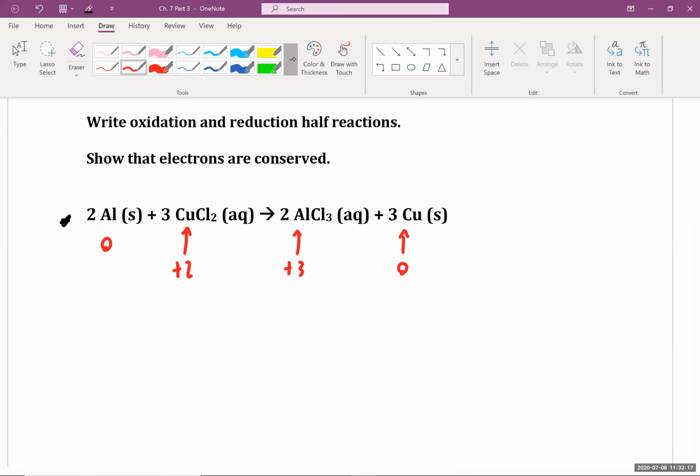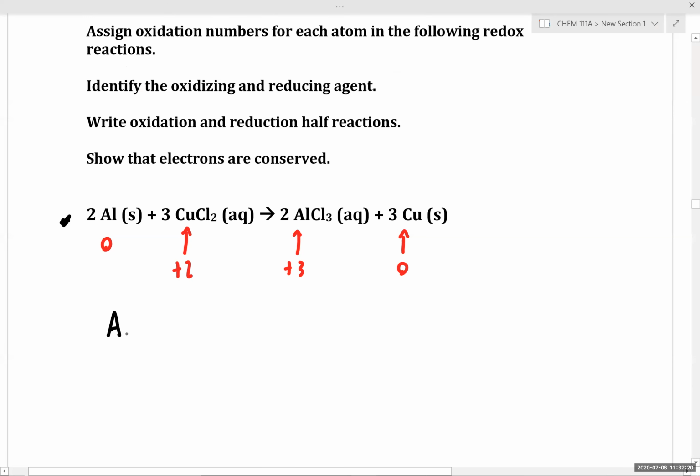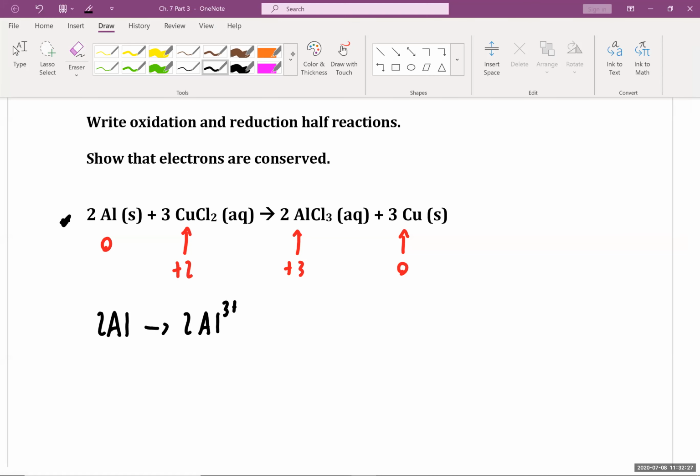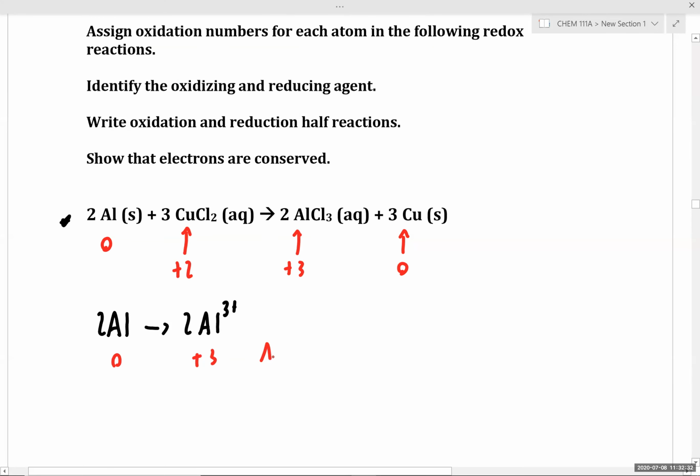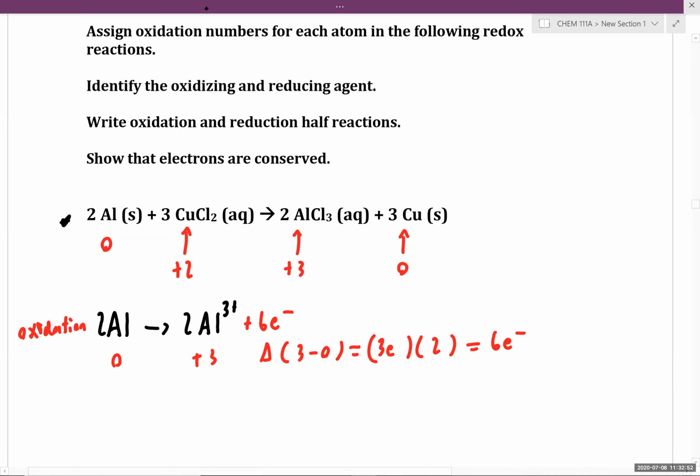So now let's look at aluminum. For aluminum, we went from 2 aluminum to 2 aluminum 3+. We went from an oxidation number of 0 to +3. So our difference in oxidation number is 3 minus 0. So we have 3 electrons and we have 2 aluminum atoms. That gives us 6 electrons total. In turn, we lost 6 electrons. So this would be our oxidation half reaction.